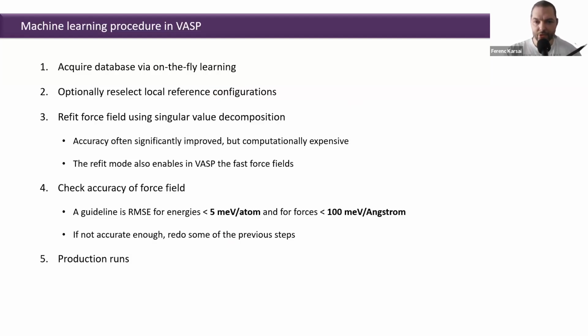Next is to check the accuracy of the force field. A guideline for the root mean square error of the force fields is 5 meV per atom for the energies and below 100 meV per atom for the forces. In the next slides, I will come to how to check these errors. If at this point your force field is not accurate enough, you possibly need more training. So for that, repeat the previous steps.